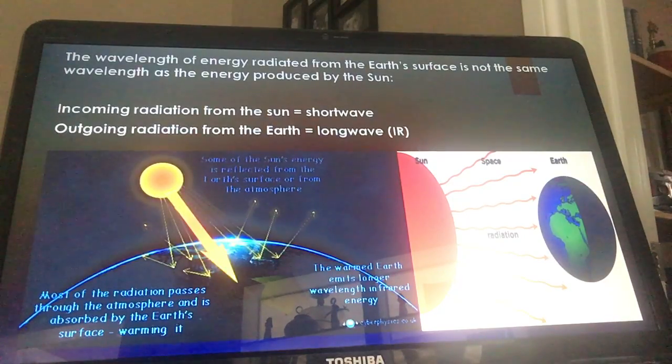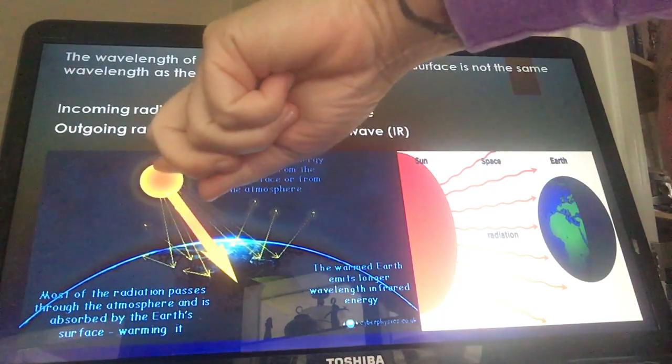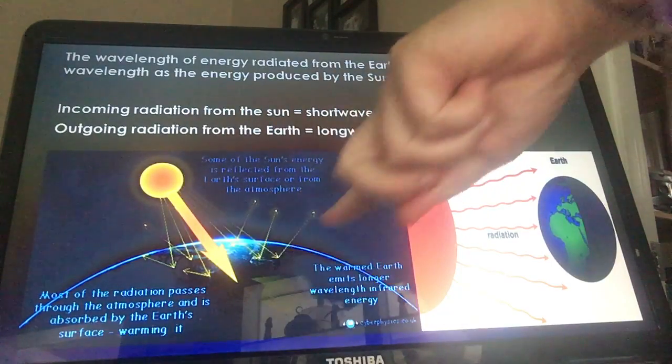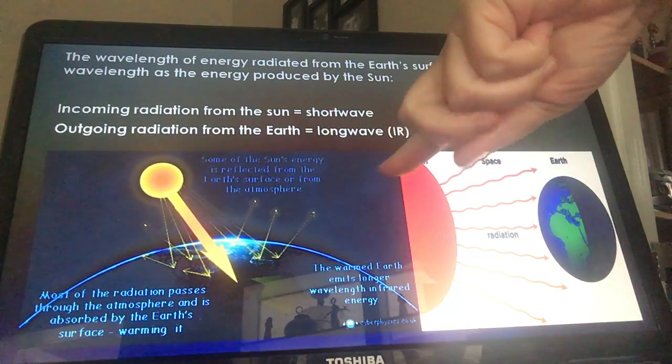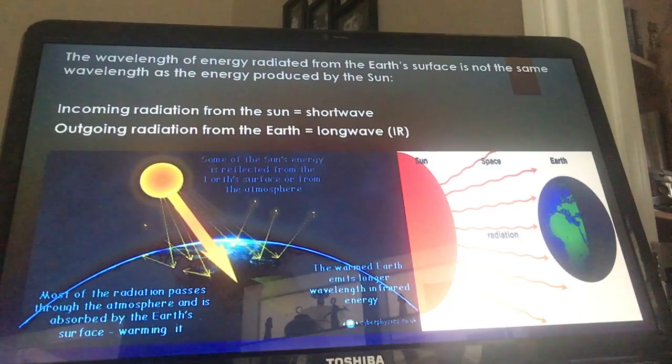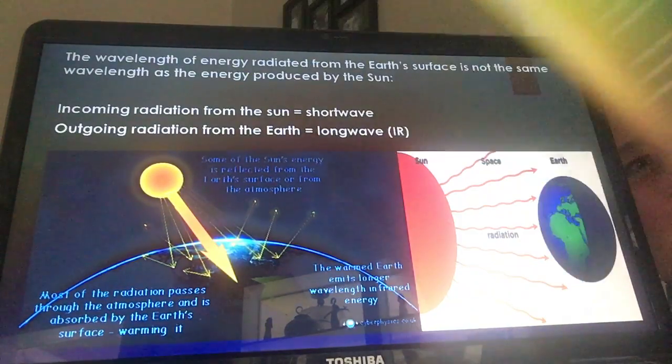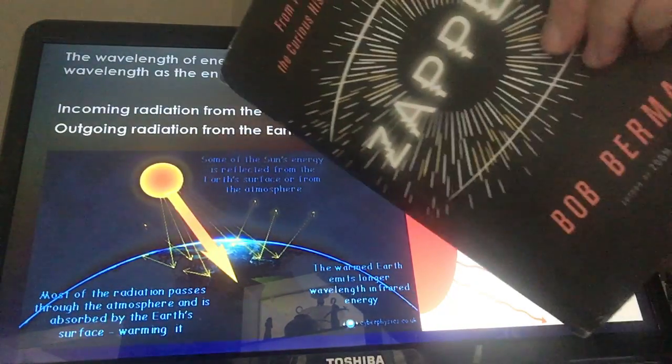Okay, so the next slide, we're talking about radiation. The radiation that comes in to the Earth is not the same as the radiation that leaves the Earth. So we talked about that. And again, you'd have to read this whole book to understand radiation.